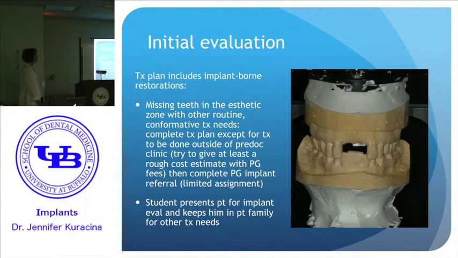If it's a restoration not likely to be done in the pre-doc clinic, yet all of the other patient's treatment needs are routine, the patient is going to be referred to post-grad implant referral, and that will be a limited assignment for the restoration of those teeth only. The student hangs on to the patient to do the other routine restorative needs.